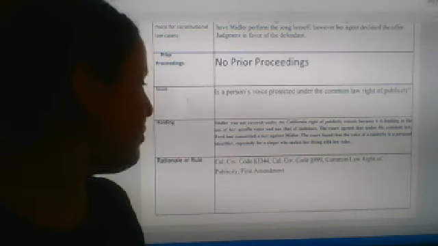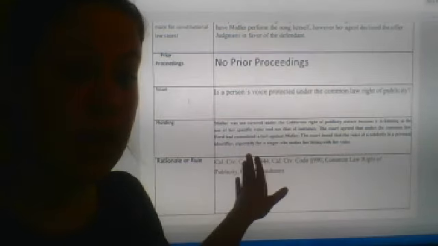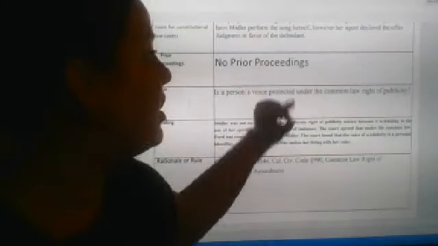And the holding was that Midler was not covered under the California right of publicity statute because it is limited to the use of her specific voice and not that of her imitators. The court did agree, though, that under the common law, Ford had committed a tort against Midler. The court found that the voice of a celebrity is a personal identifier, especially for a singer who makes her living with her voice. So by using her voice, they were committing a tort against Midler. If they had just wanted to use a sound-alike and hadn't cared about using Midler, they wouldn't have asked her agent to see if she would perform the song herself.